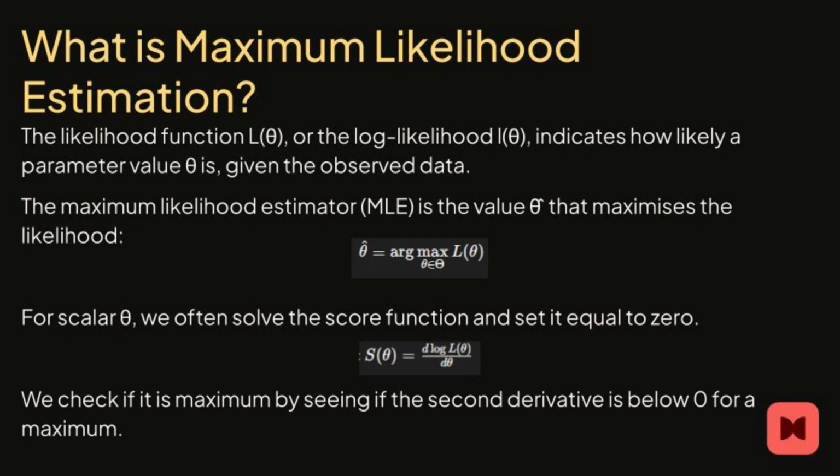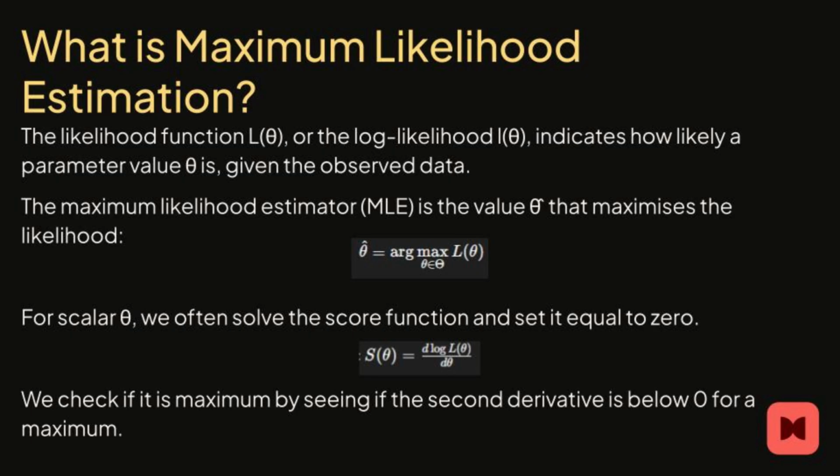The likelihood function, written as L of theta, or its log version, tells us how likely a parameter value theta is, given the data we observed. The maximum likelihood estimator, or MLE, is the value of theta that makes the likelihood function as large as possible. Formally, it's the value of theta that maximizes L of theta.